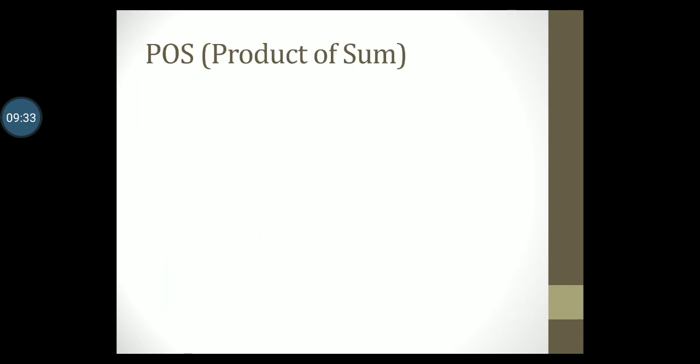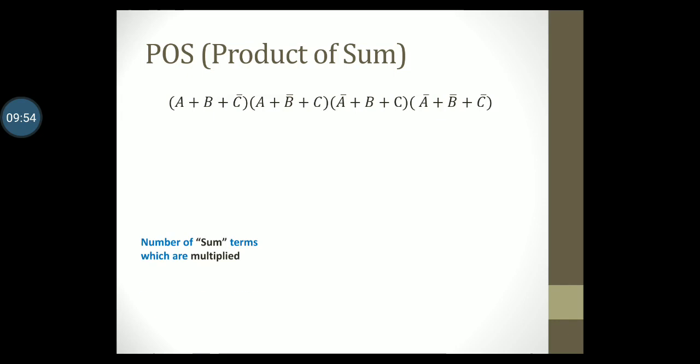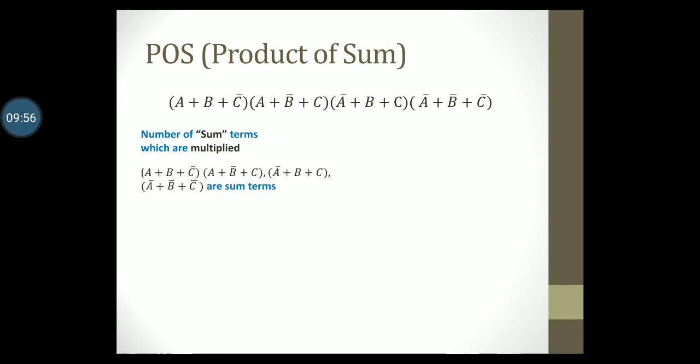Just a quick recap to help you recollect what is POS. POS stands for product of sums. This is an example of a POS expression which is represented in standard form. It is made up of sum terms that are multiplied. Hence we say product of sums. The sum terms are A plus B plus C bar, A plus B bar plus C, A bar plus B plus C, and A bar plus B bar plus C bar.